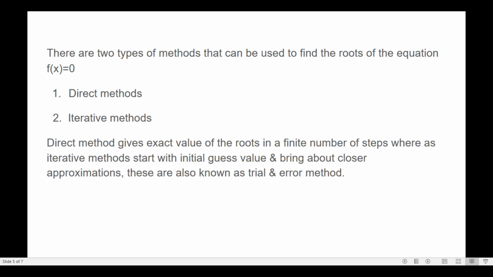So one is the direct method. In this direct method, we can directly find the root in a finite number of steps. The second one is the iterative method. The iterative method gives only a closer approximation, a nearer approximation. This is the trial and error method.